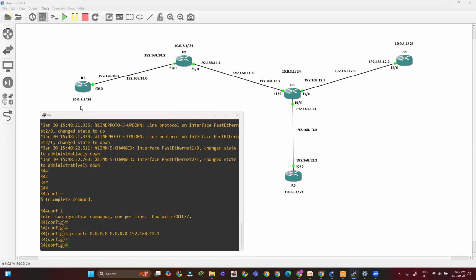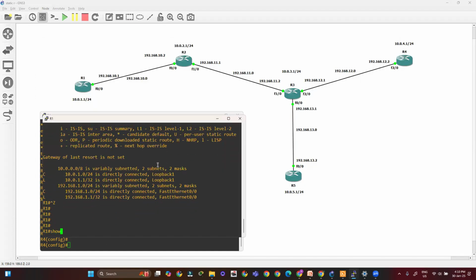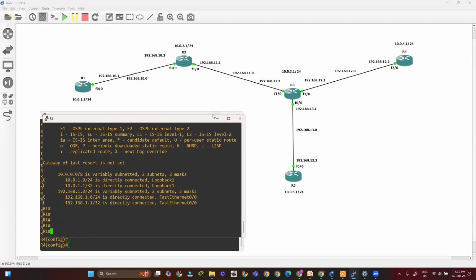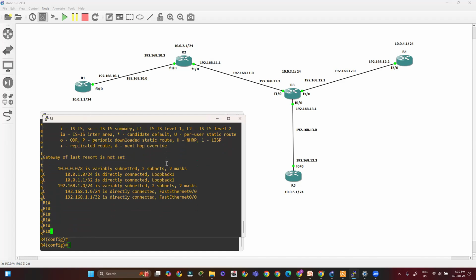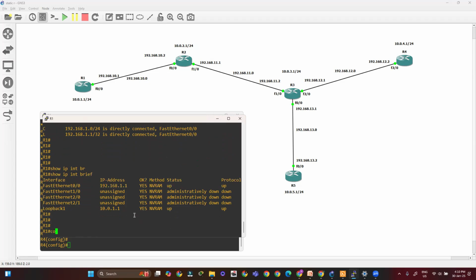Let's go to router number 1 again and check the information available. Show IP route. Let's check the routing table. Show IP interface brief. I think we have provided the correct IP addresses, 10.0. Okay, by mistake we have provided this wrong address, so let's correct this one.